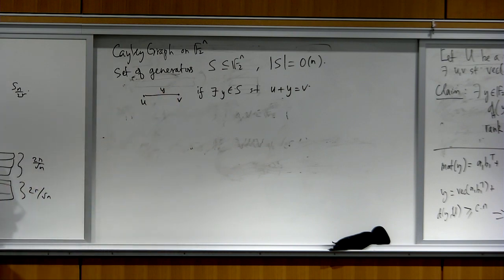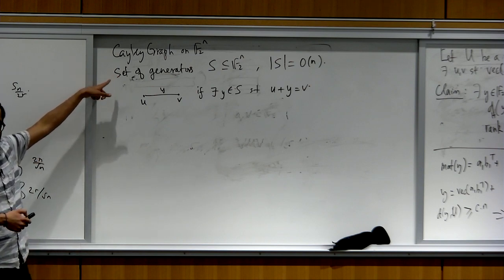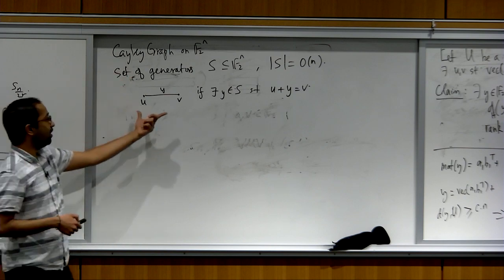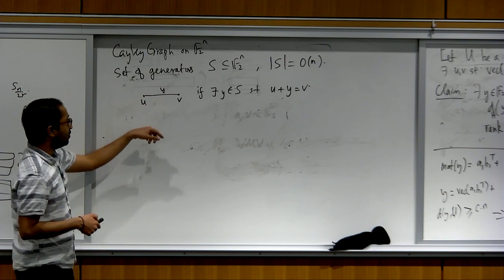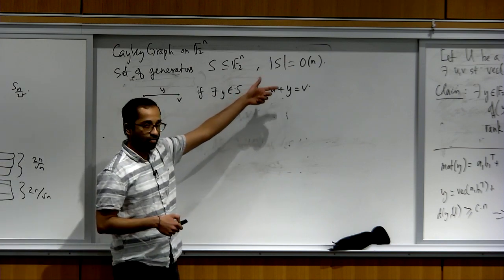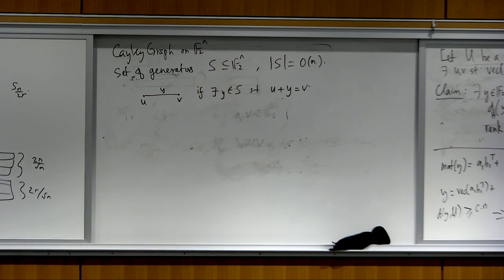Good. So is the graph clear? I'm picking some order n set of generators, and then I'm looking at the Cayley graph that you get, where an edge exists if you can go from one vertex to another using some vector from the generator set. Yeah, exactly.